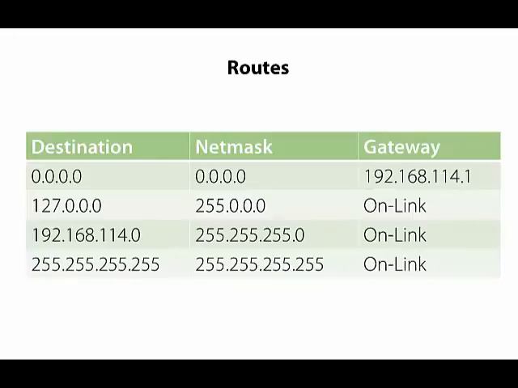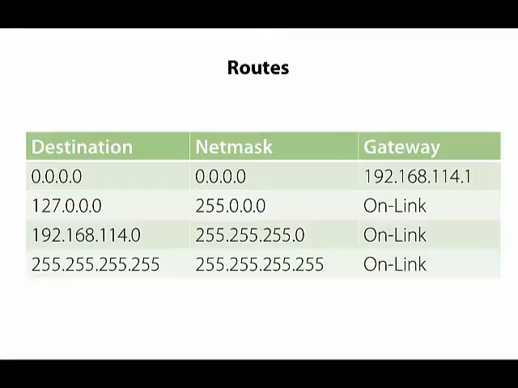So here I have a very simplified route table. In the first row we see that if the destination is 0.0.0.0 and the subnet mask is 0.0.0.0, this means any IP address. It's going to use a gateway. In this example, it's 192.168.114.1. This is going to be the default route or the default gateway on my subnet. But when traffic's being sent, it's going to look for the most specific match possible.